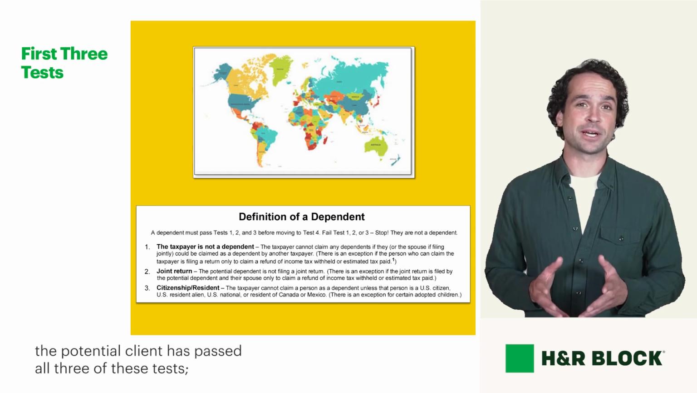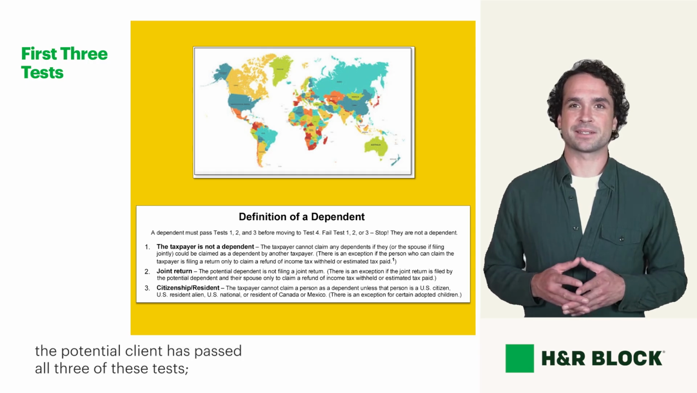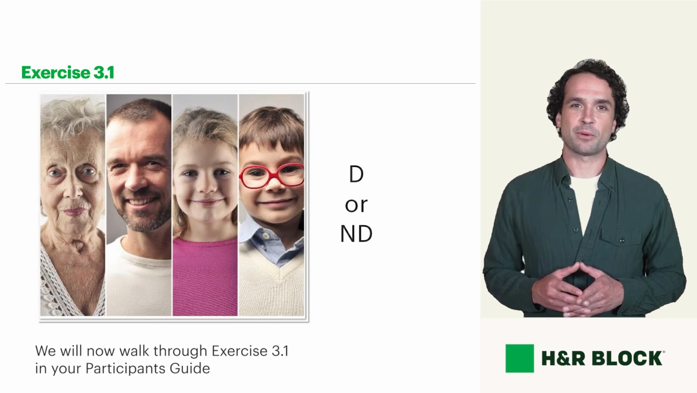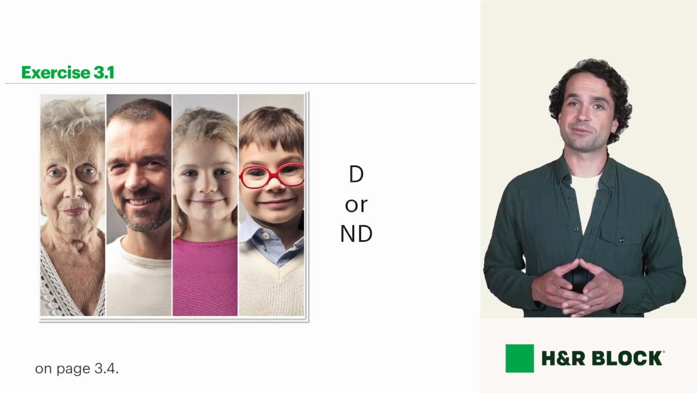Okay, the potential client has passed all three of these tests. Where do you think we move next? Qualifying child or qualifying relative? Qualifying child is correct. Let's review exercise 3.1 first. We will now walk through exercise 3.1 in your participant's guide on page 3.4.